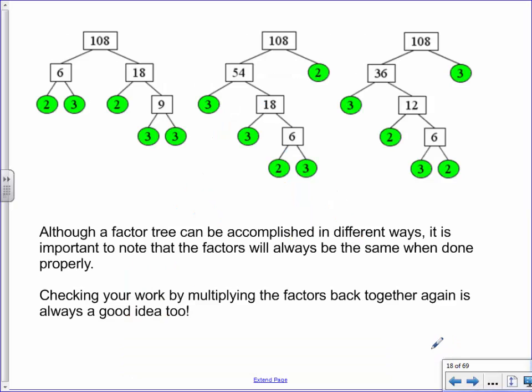Does it matter what order you do it in? Not if you do it right. But this would be a good example of, okay, now we've got some work to show, right? Here's 108. I found this picture somewhere. 108 could be 6 and 18, and then 6 is 2 and 3, and 18 is 2 and 9, and 9 is 3 and 3. So one person did their work this way, and that's fine. Somebody else went with 54 and 2, or 36 and 3. But at the end of the day, three 3's and two 2's. So again, so long as you show me how you get your answer, that's fine.